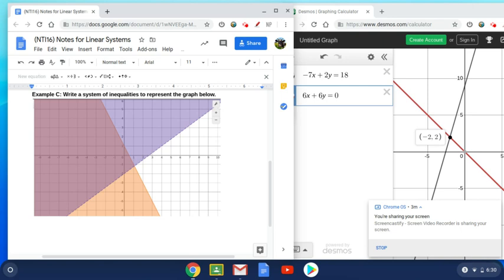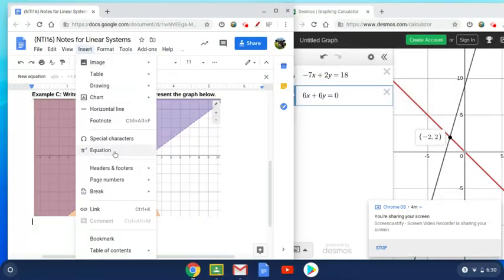That word inequalities there just means that you have shading on your graph. It means that you're not just going to have an equal sign when you write out the equation for these lines. You're going to have either a greater than symbol or a less than symbol, okay? And it doesn't matter which line you start with. We'll pick the purple one first, and we'll write its equation.